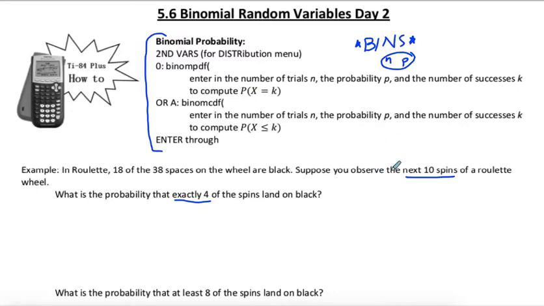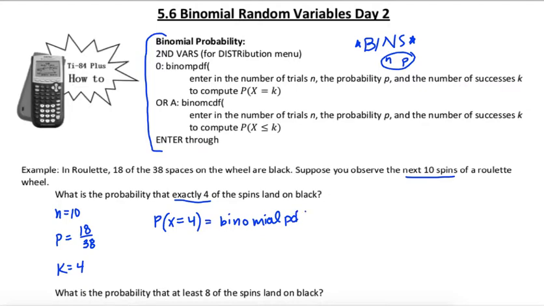We're going to have a set number in here. So I'm going to say my set number of trials n is 10. We have a set probability of landing on black. That's our success. And we're looking for exactly 4 of them to be black. And so when we look for this probability of exactly 4, we can actually do this on our calculator using the binomial PDF.